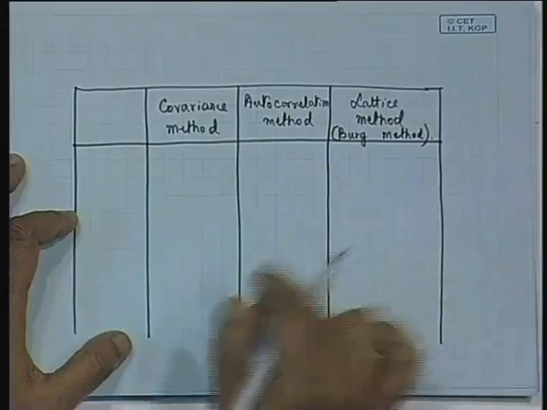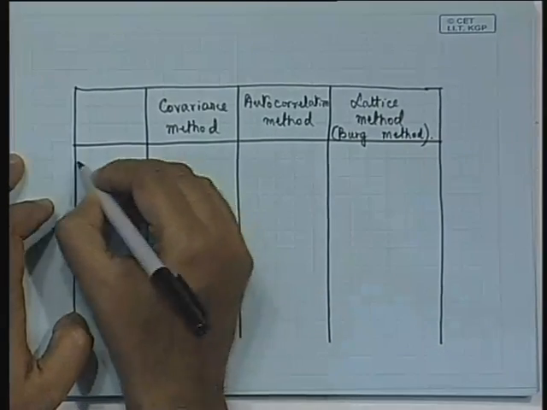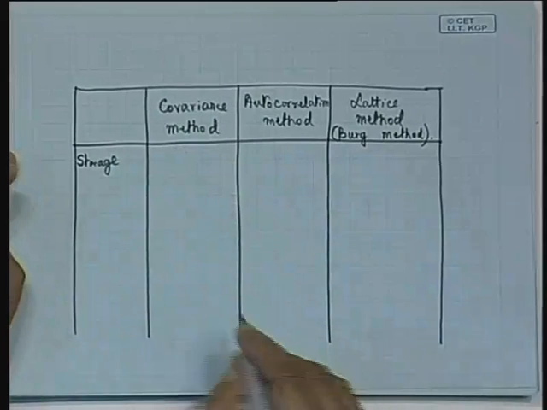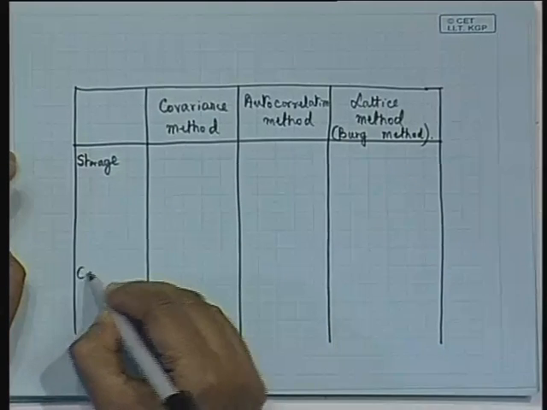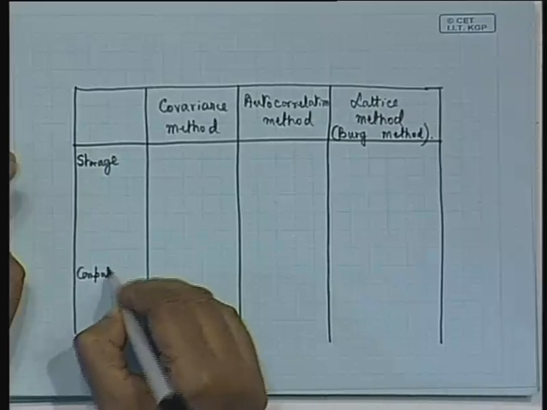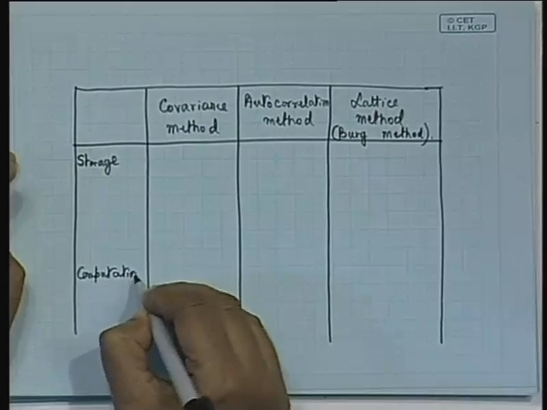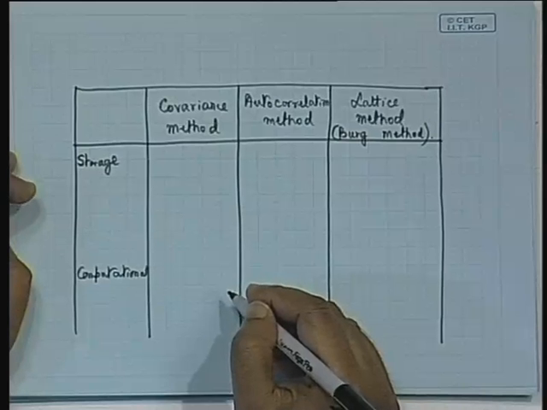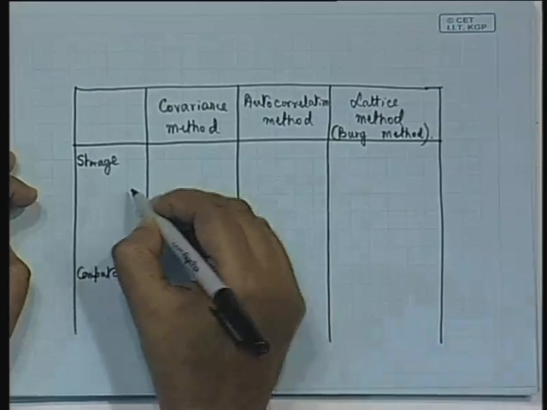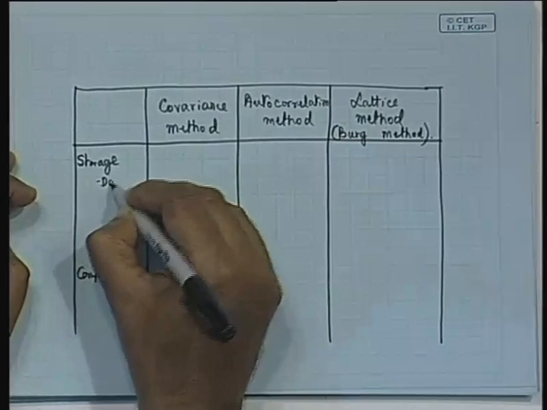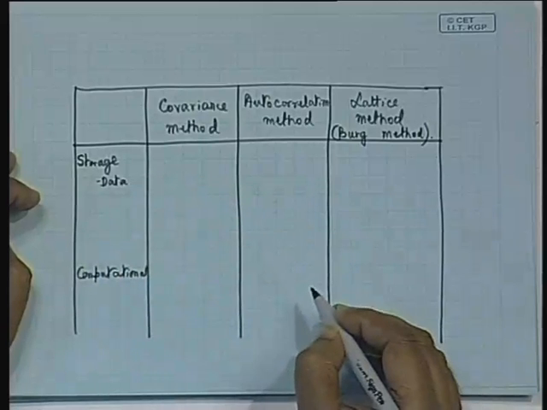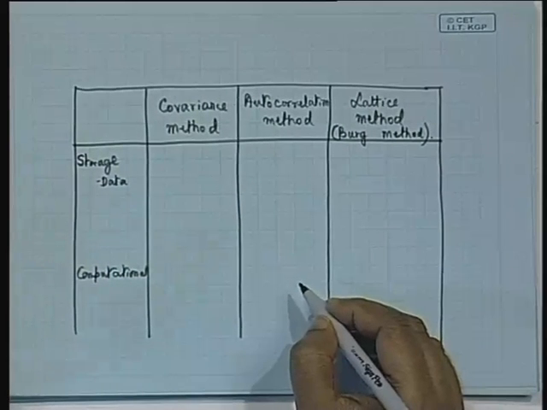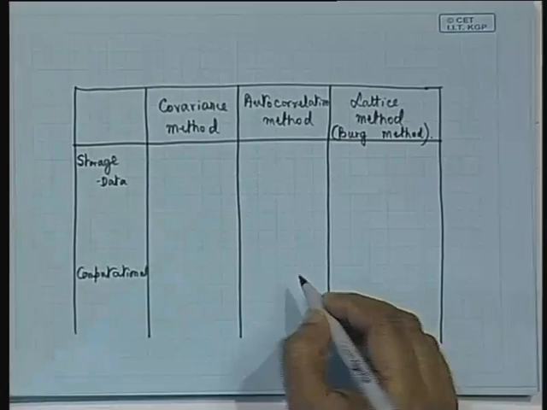So, we do the comparison of these 3 methods based on 2 considerations. One is the storage and the other is the computational consideration. So, we will evaluate these 3 methodologies from these 2 aspects. As far as the storage is concerned, let us first take the data storage requirements. Now, we normally go in for an endpoint analysis, right.